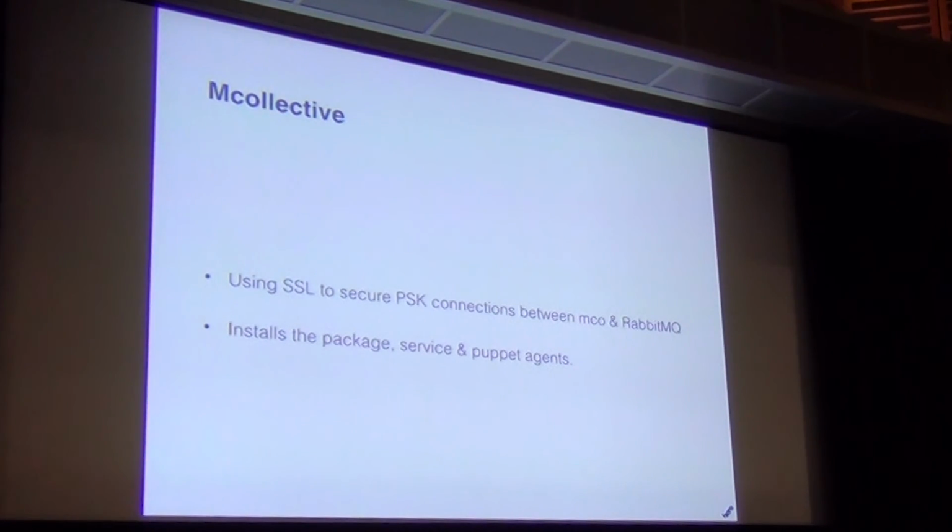mCollective is what powers the live management on Puppet Enterprise. It's really handy. It uses SSL. In this case, I'm actually doing slightly more than the naive installation from the guides. It uses SSL to secure pre-shared key connections instead of doing the full end-to-end encryption, which is relatively complicated. You have to do key distribution. This still gives a pretty good amount of security because you're using SSL certs validated on both ends, and using a pre-shared key on top of that.